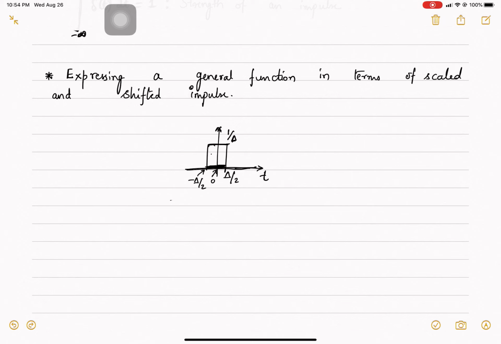Now I'll make the width delta tend to 0. What do you think will happen theoretically? If you make the width go to 0, the width of the pulse will become thinner and thinner. But what happens to the height? The pulse becomes taller and taller.